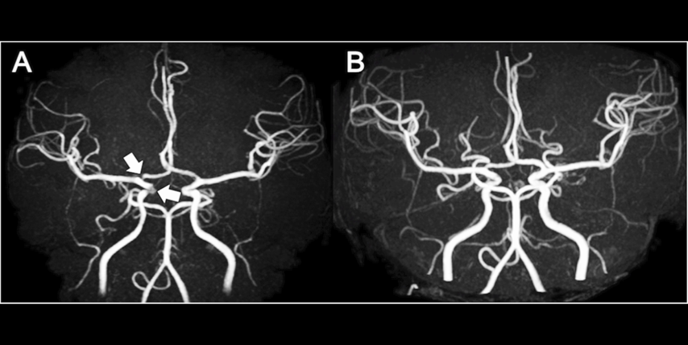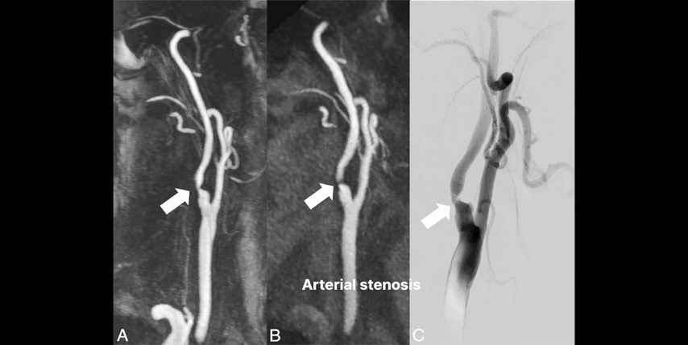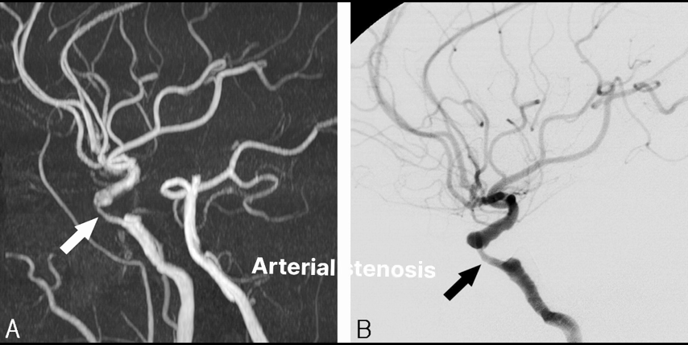Second one is arterial stenosis or occlusion. This could be seen as narrowing or loss of signal in a segment of the artery, common in ischemic stroke, especially in elderly or hypertensive patients.